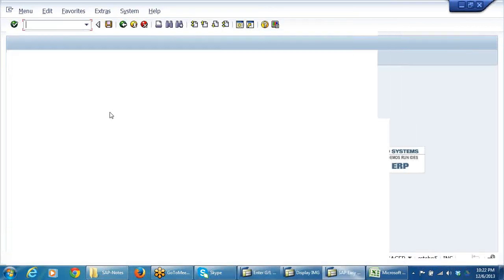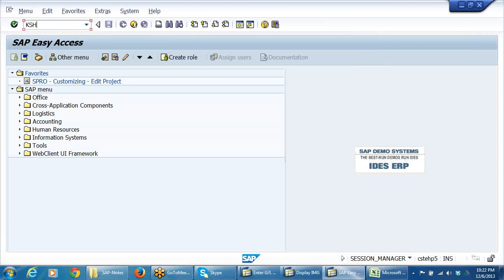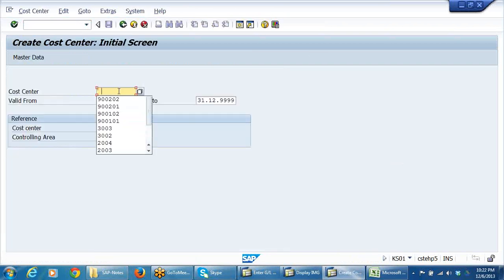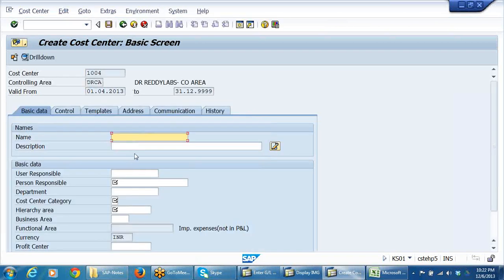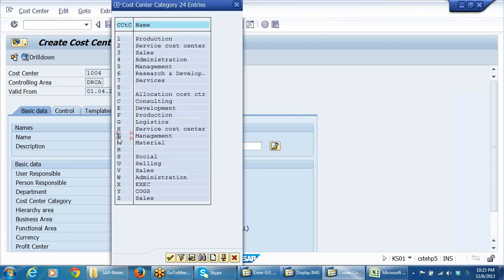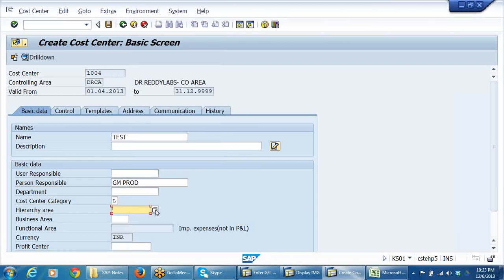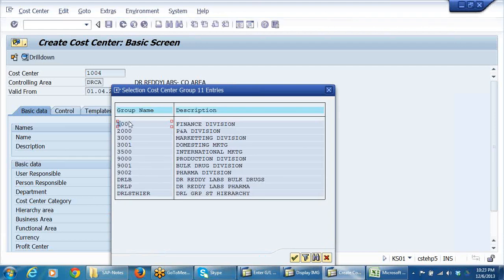I'll create one more cost center, KS01 is creation. What I will do is, 1004 I will create, valid from 01/04/2013. I'll create 1004. Just test, person responsible, cost center category L, maintenance hierarchy area, take finance division.